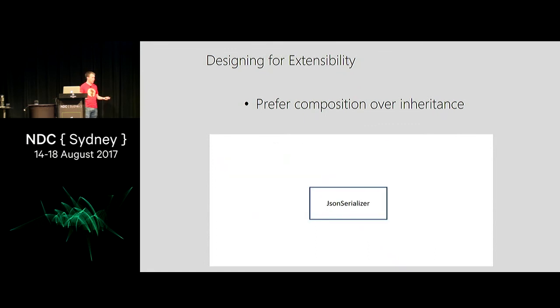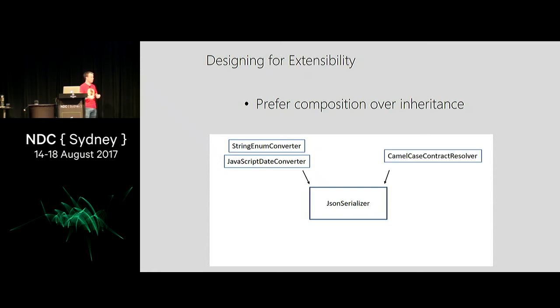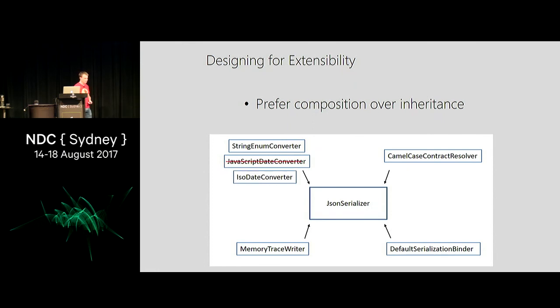So if you start with a JSON Serializer, the default behavior, you can plug in your own custom converters. Say you want your enums as strings rather than numbers. You can plug in a camel case contract resolver, so you want your properties camel cased. You can plug in a memory trace writer, so you want trace messages written to something in memory for you to look at. Default serialization binder, that's for mapping between type names and strings at runtime. But by having composition, it allows people to easily swap in and out behavior that they want.